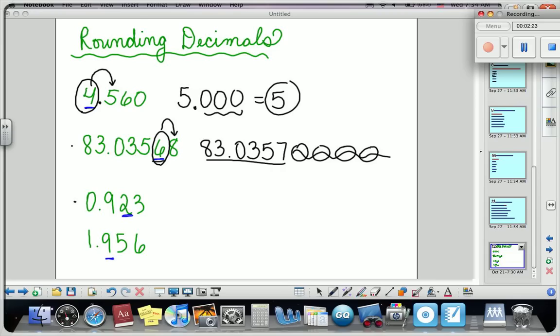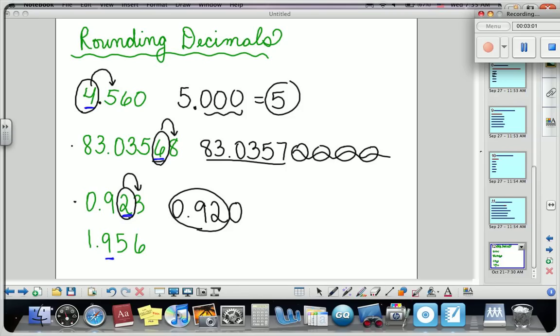My next example here, I have 0.923. I'm going to look at my 2, which is in the hundredths spot. I'm going to look to the number to the right of it. It is not bigger than 5, greater than or equal to 5. It is 3. So my number pretty much stays the same, only I drop that 3. Okay, I do not include the 3. In fact, if you want to make it a 0, you can do that as well. It will not change the value of the decimal. But our final answer is 92 hundredths.